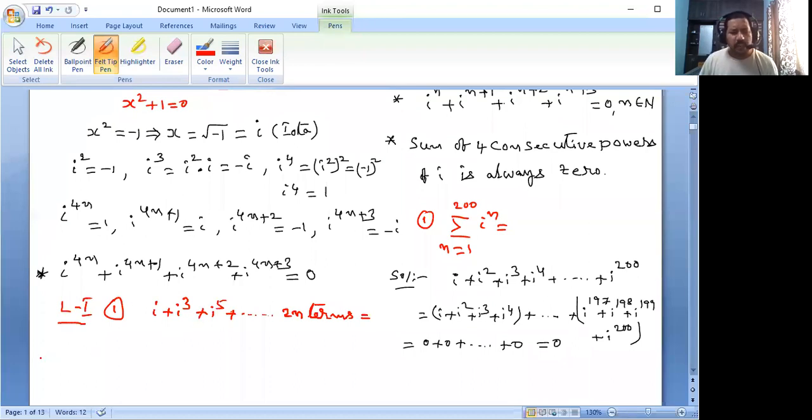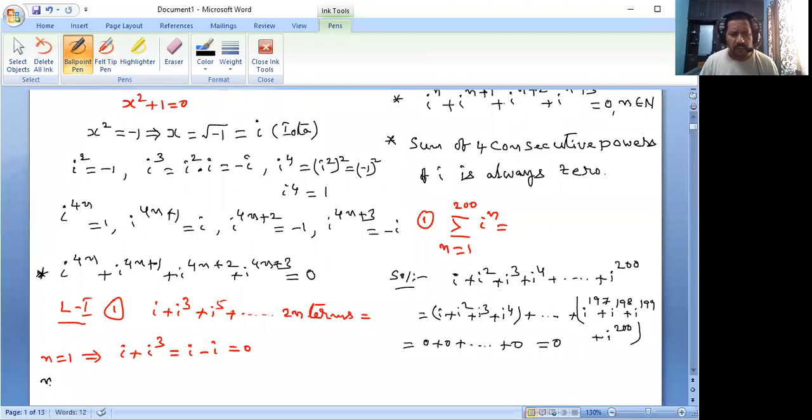So take n is equal to 1. If n is equal to 1, how many terms do we take? Only 2 terms. That is the sum of 2 terms: i plus i cube. What is the i cube value? Minus i. That value is 0. So the answer is 0.